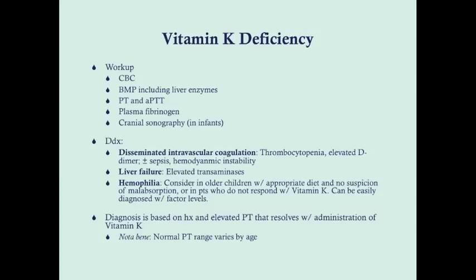So the workup for vitamin K deficiency: you get a CBC, a BMP including liver enzymes, and you might wonder why you need these things, but it's helpful for a differential. You want a PT and aPTT, but if you're going to just get one of them, definitely get the PT. Plasma fibrinogen and a cranial sonography in infants. So our differential is disseminated intravascular coagulation, DIC, and that is not uncommon in preterm infants, or really in any infants that are otherwise sick.